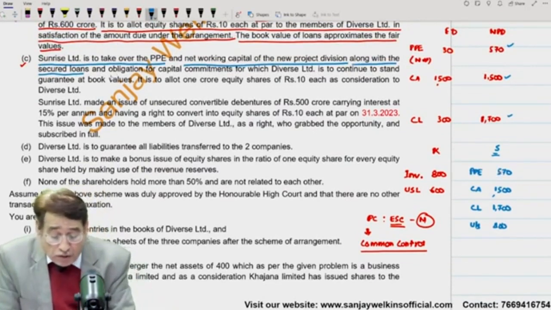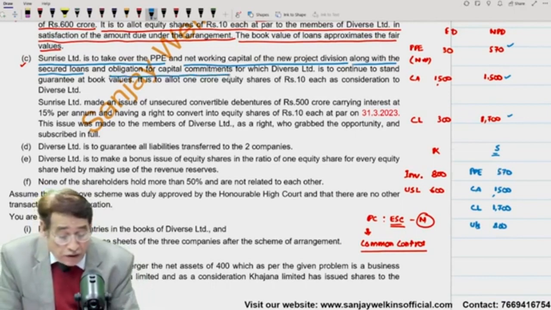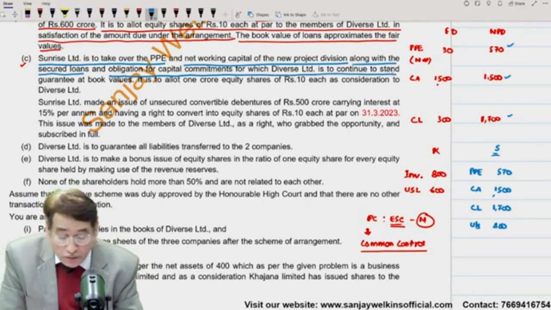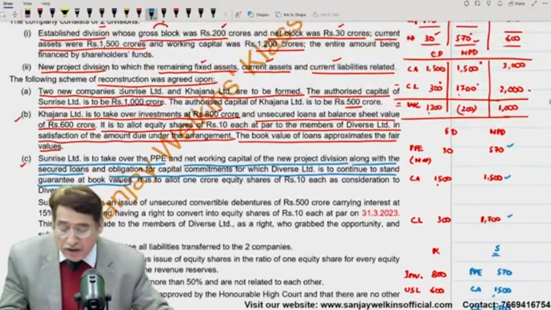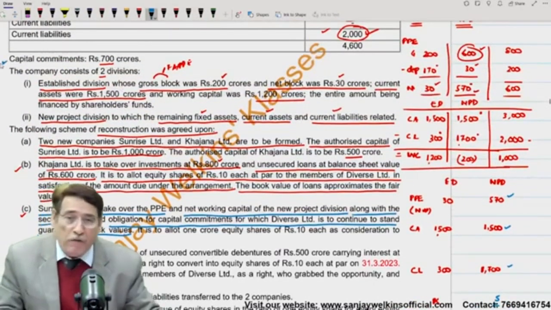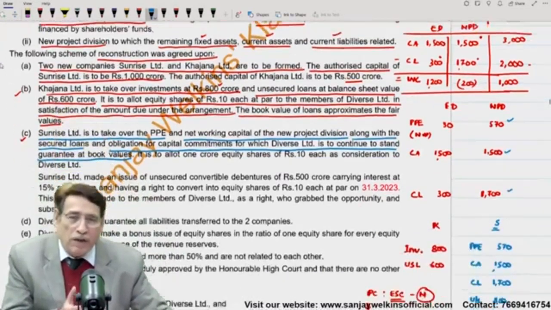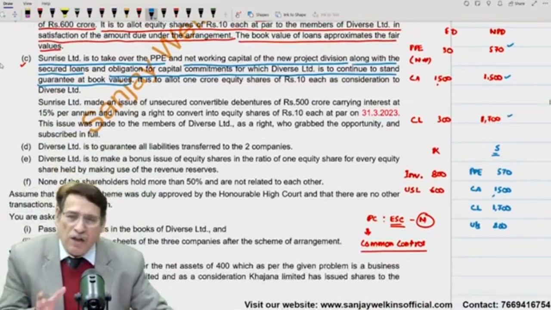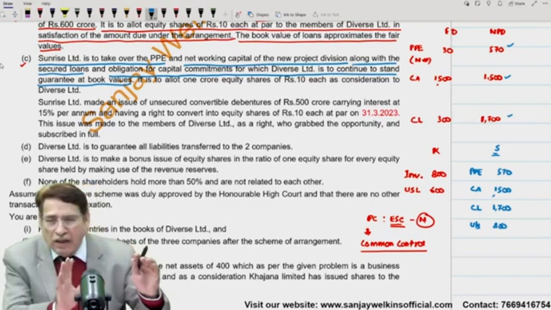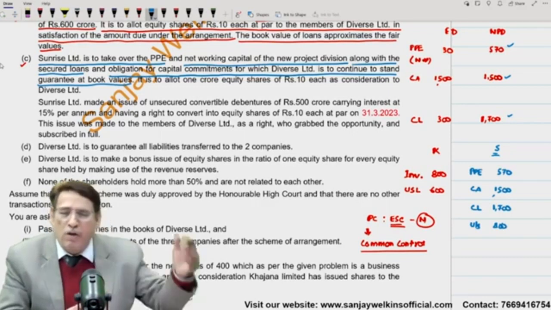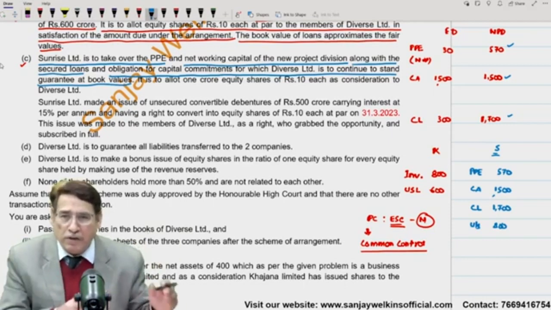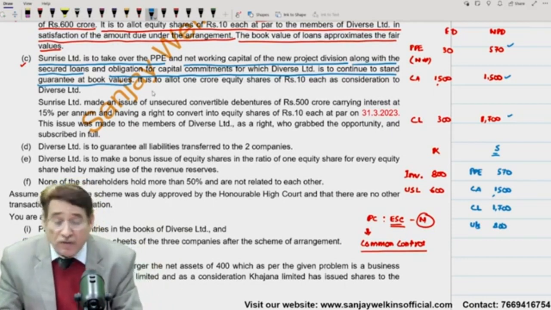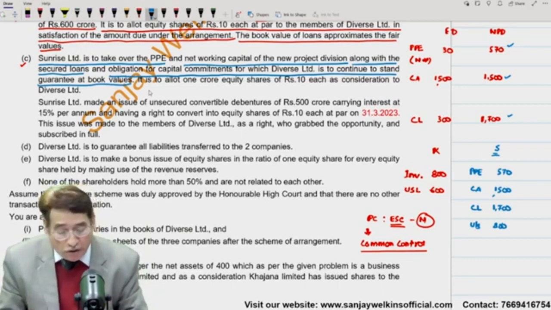And just to confuse you, it is also given that it is taking over the obligation for capital commitment for which Diverse Limited is to continue to stand guarantee at book value. Normally in practical life, if there is any contingent liability, for example, with respect to capital commitment, and a new company takes over this contingent liability, generally the entity which is transferring the assets and liability, which in this case is Diverse Limited, tells Sunrise Limited, you don't worry, you also take over this liability, but we stand as a guarantee. That tomorrow if you have to pay it, we will see to it that we compensate you. So no need to worry about that. Correct? However, it is not going to have any implication in the solution.